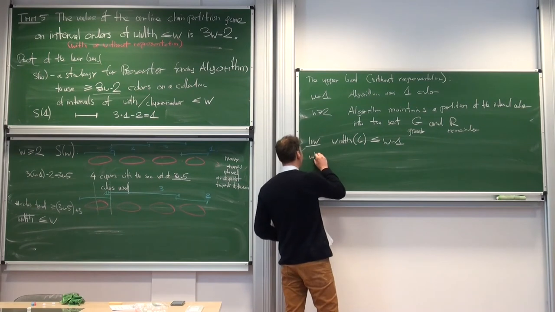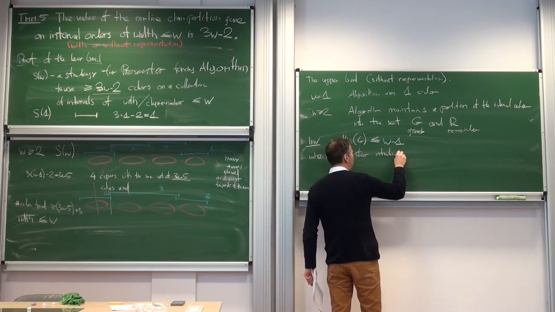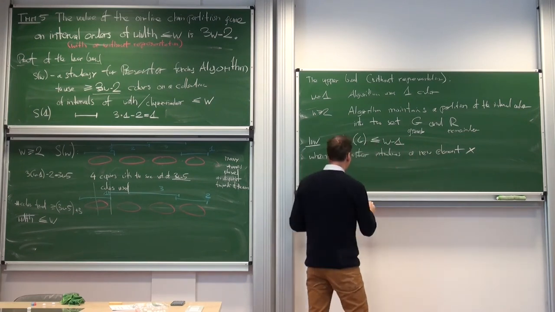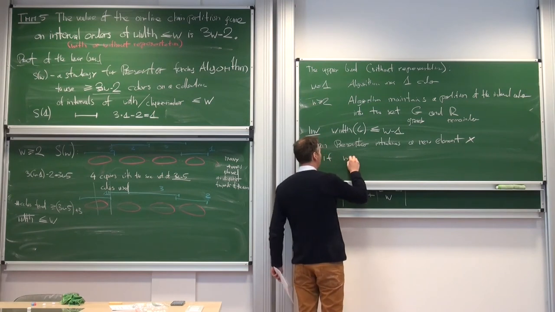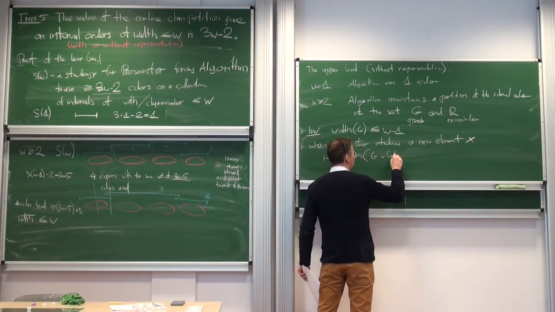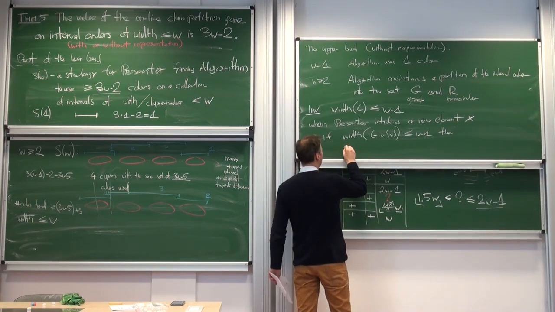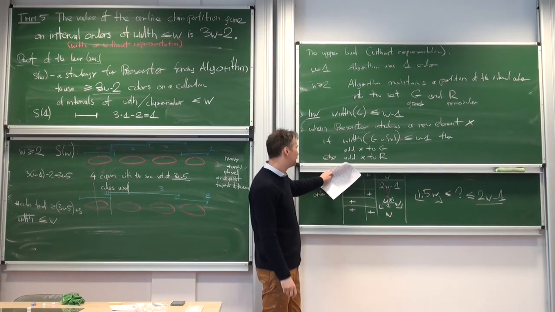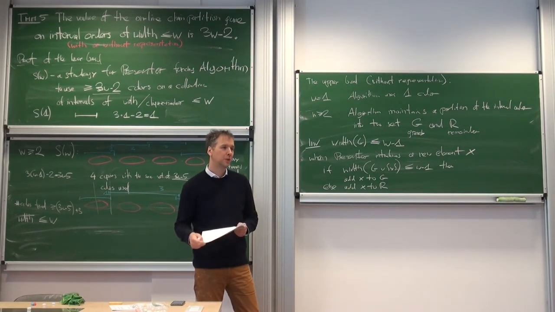And then what happens when the presenter introduces a new element X? If the algorithm can put it into the greedy part, it just puts it there. So if the width of the greedy part on X is less than W minus 1, then add X to G, otherwise add X to R. And so that's maintaining the partition, but the algorithm, after all, should color the elements, so should partition them into chains, right?